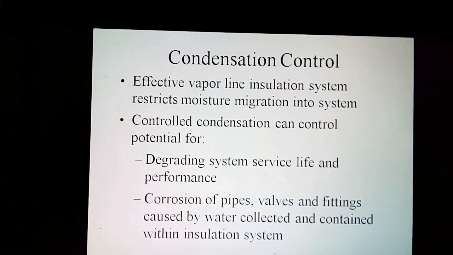The effective vapor retarder system is needed to restrict moisture migration into the system through the membrane, joints, seams, penetrations, hangers, and supports. By controlling condensation, the system designer may control the potential for reduced system service life and performance. Corrosion of pipes, valves and fittings is caused by water collected and contained within the insulation system.